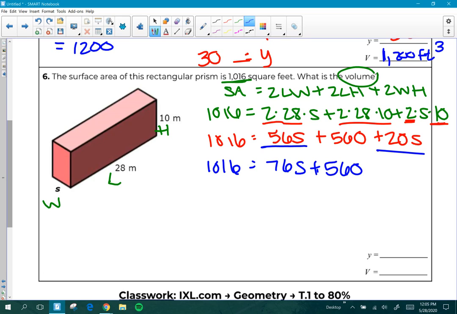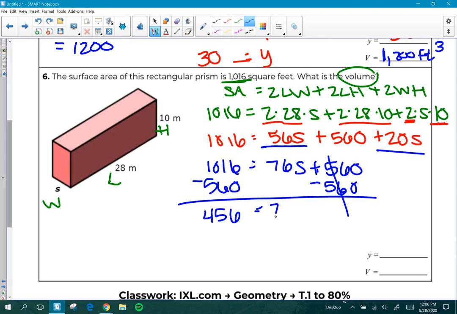Two more steps, and I have solved for S. First thing I have to do is move that 560 to the other side. Do that by inverse operation, so subtracting from both sides. 1016 minus 560 is 456, and that equals 76S. My last step, I want to divide both sides by 76, and then S will be by itself. After I do 456 divided by 76, I get 6. So S is equal to 6.